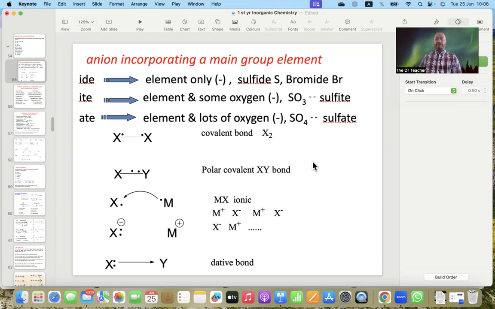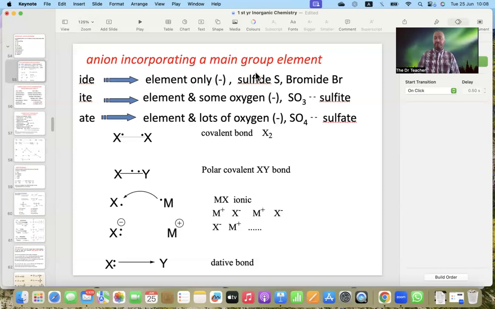If the element has some oxygen and it's negatively charged, we can give it -ite. Here I have oxygen, 3 oxygens. So the name will be changed to -ite, like sulfite. Sulfite is SO3 minus 2.